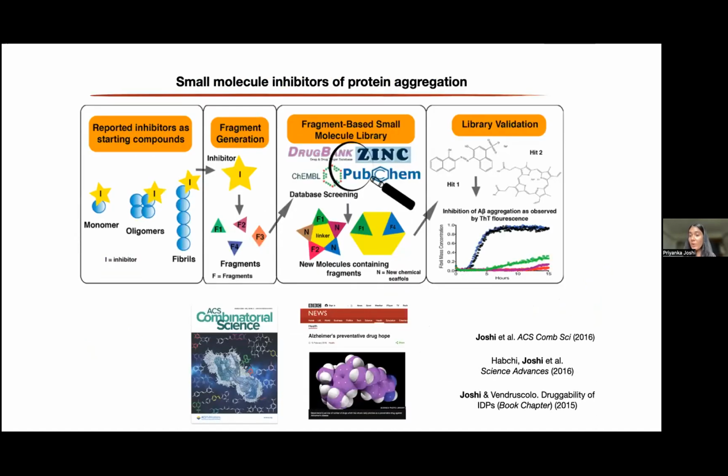Now, how it all started was, for my graduate work, I was designing small molecule inhibitors of protein aggregation, where I started with small compounds that were already known to bind monomers, oligomers, and fibrils. What I did was I took these inhibitors, broke them down into small fragments, F1, F2, F3, F4, and then recombined them and searched various databases to find novel compounds that could inhibit protein aggregation.